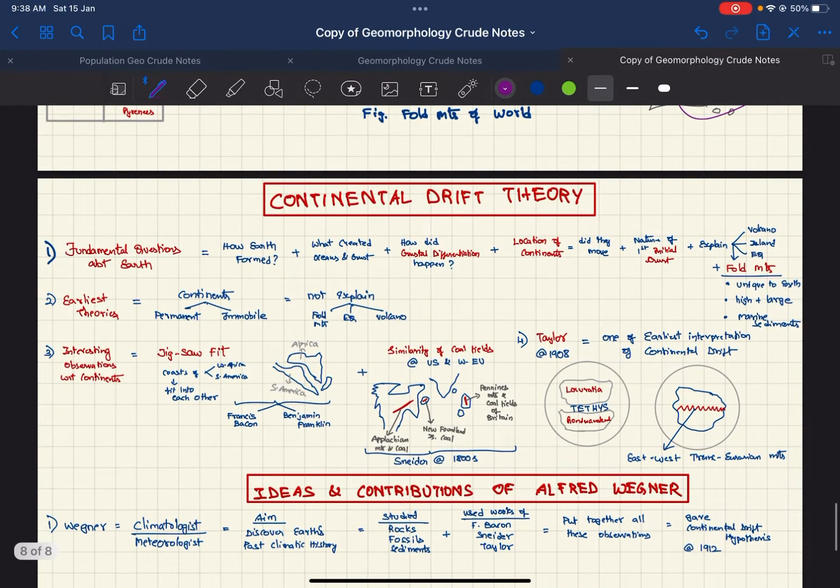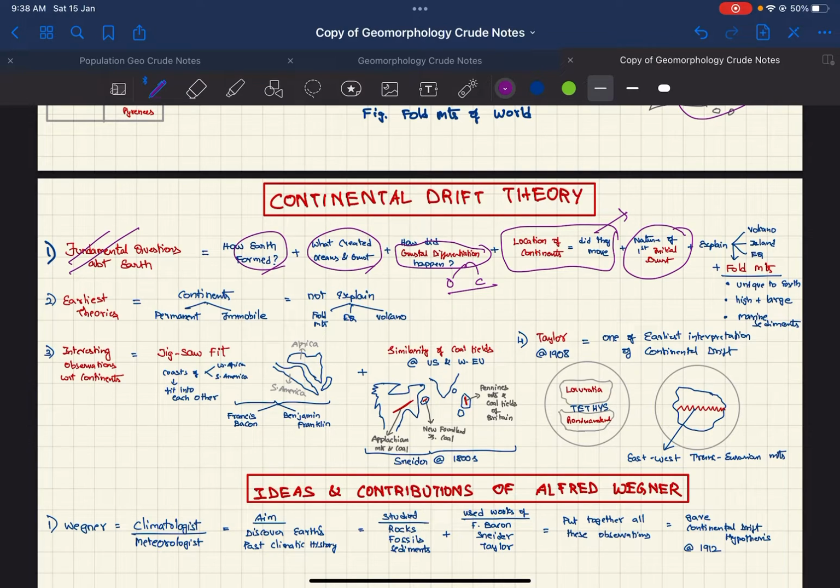Coming to continental drift theory, we have some fundamental questions about the Earth, which are: how did Earth form? What created oceans and crust? How did crustal differentiation, that is, why is ocean and continental crust different? How did the continents come to be where they are at? What factors decided it? What was the nature of the initial crust or the primordial crust? We need to explain the features like volcanoes, islands, earthquakes, and fold mountains.